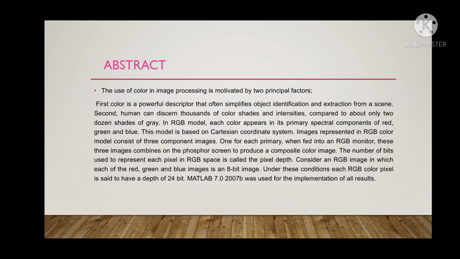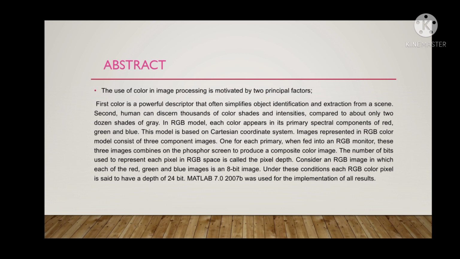Abstract. The use of color in image processing is motivated by two principal factors. First, color is a powerful descriptor that often simplifies object identification and extraction from a scene. Second, humans can discern thousands of color shades and intensities, compared to only about two dozen shades of gray.